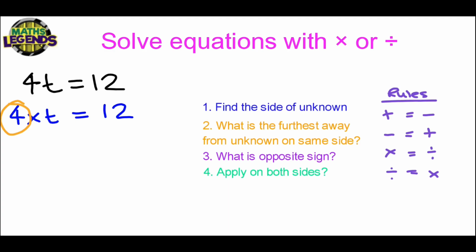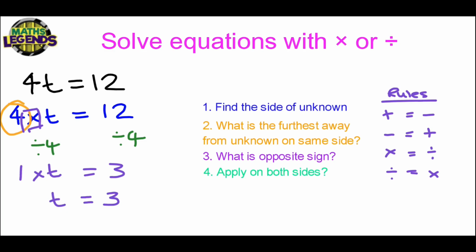What is the opposite sign? Well, here it's a times. So looking at our rules, the opposite to times is divide, and we need to apply that on both sides. So we need to do a divide 4 and a divide 4 on both sides. Now the reason we're looking at the opposite is essentially because we're trying to cancel the 4 that we've circled in orange. Now we simplify. So 4 divided by 4 is 1 times t, which is equal to 12 divided by 4, which is 3. Now 1 times t is the same as t equals 3. So here the answer is t equals 3.